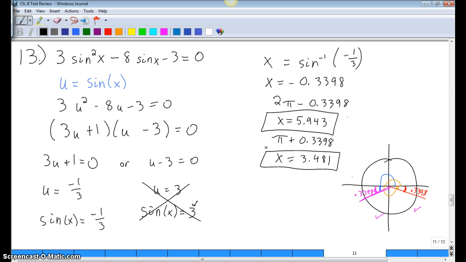So there you have it. That is how to solve 13. Again, the u equals 3 was extraneous because sine will never equal 3. Our second value of negative 1/3, we just punched it in our calculator for our first value, which gave us a negative angle, which isn't a problem. We just need to find where that's at between 0 and 2 pi. And then we find our second angle within 0 to 2 pi.